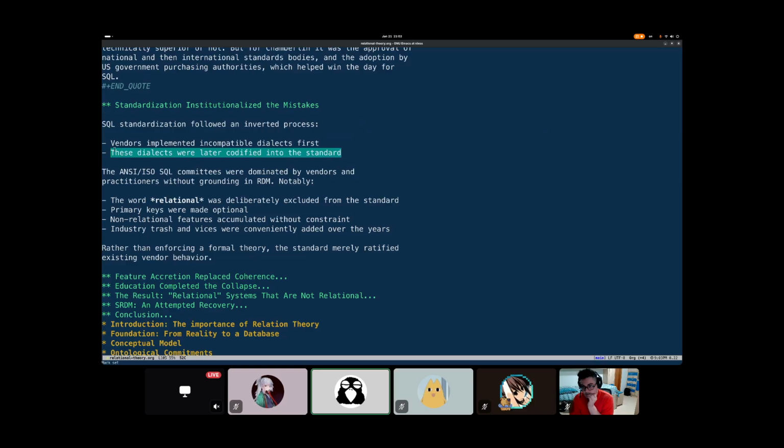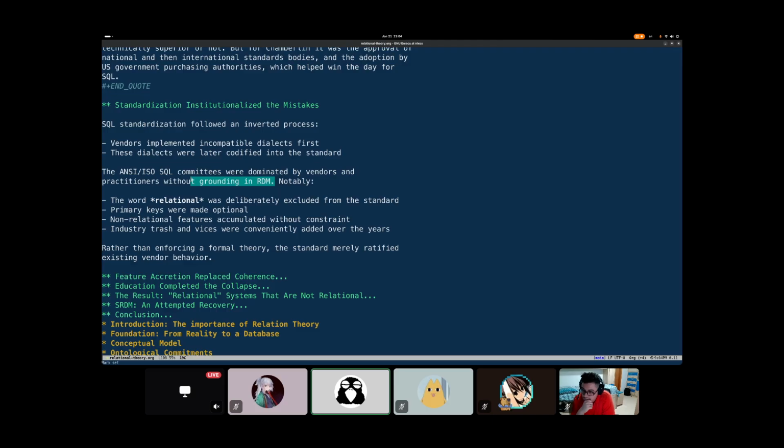It's kind of very similar with Lisp, right? Except that Lisp actually has good semantics. So people could actually pull off Common Lisp, even if it ended up with a bloated standard, right? Full of stuff. But they did. So ANSI is the American standard, and ISO is the international one in Switzerland. They have SQL committees that were basically dominated by practitioners and vendors, without any grounding on the RDM, which makes total sense, right?